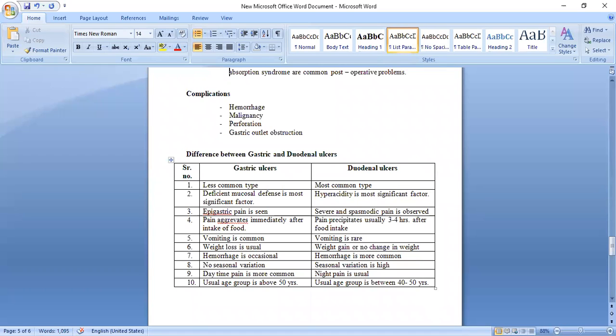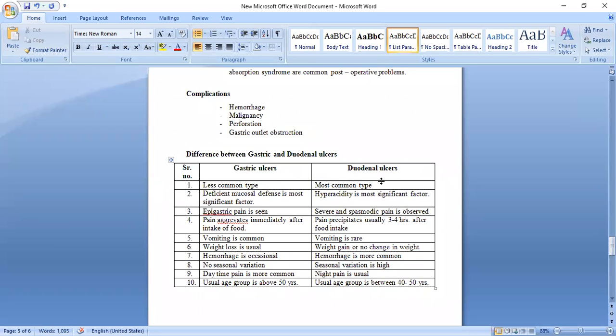So what is the main differentiation between the gastric ulcer and the duodenal ulcer? One more point you have to add here. What do you mean by gastric? What do you mean by duodenal? Gastric ulcer means mainly the stomach ulcer.